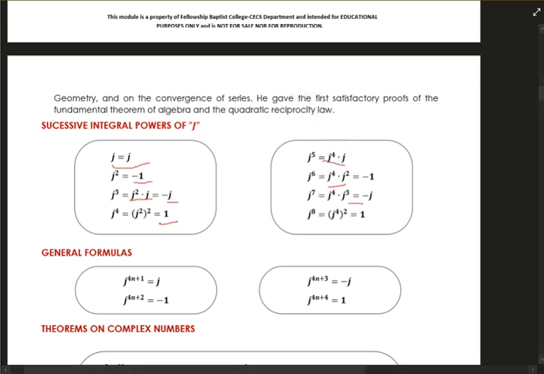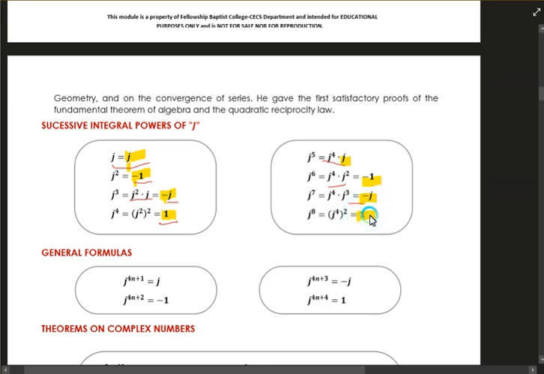So we have the values of J above: J, negative 1, then negative J, and 1. So if we increase the powers of our imaginary number further, it is the same, it just keeps repeating. So we have J, we have negative 1, we have negative J, and we have positive 1.